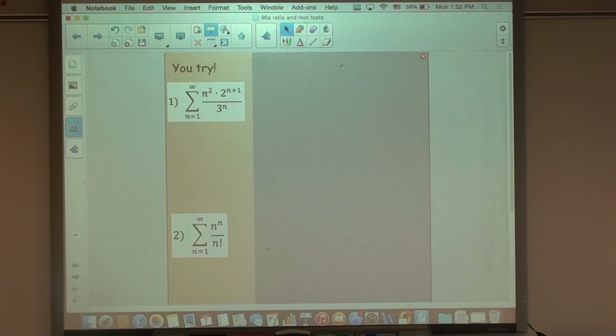This is the whole thing. Or you could think of it, since it's the same degree top and bottom, it's just the quotient of the coefficients. But either way, yeah, I got it converges. Beautiful. Very nice.